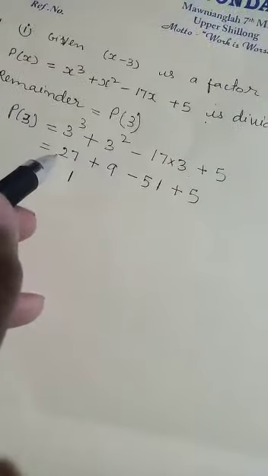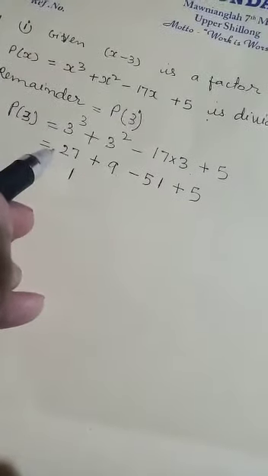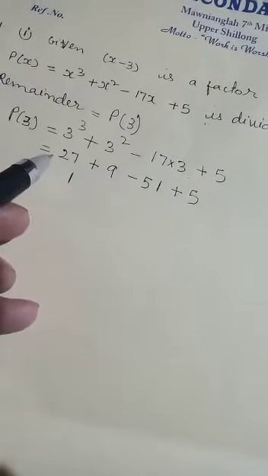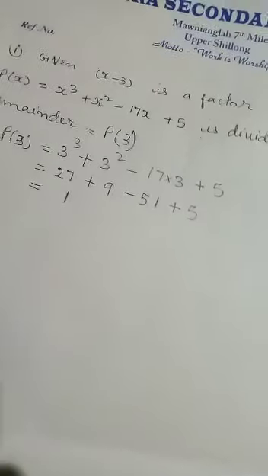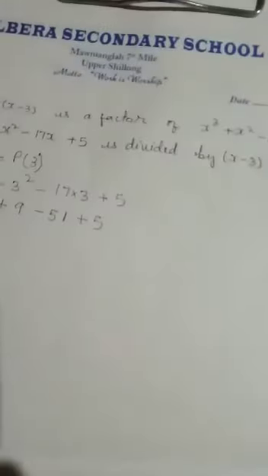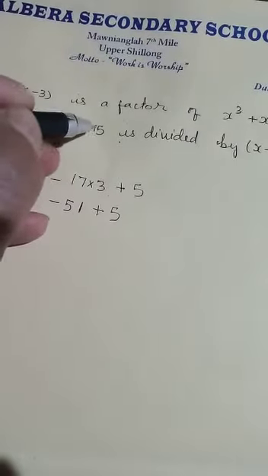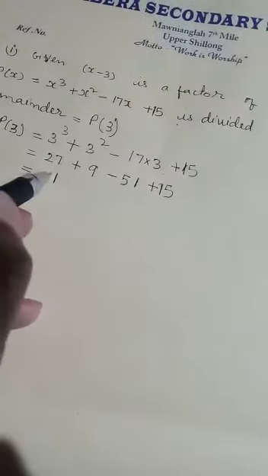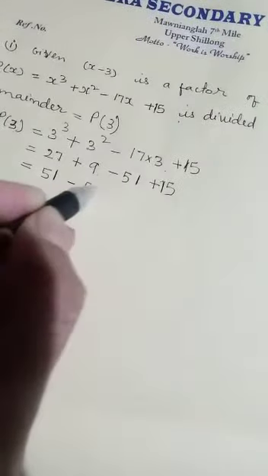Then 2 plus 2, 4. 4 plus 1, we get 5. So 51 minus 51, we get 0. So since remainder equal to 0, we can say that x minus 3 is a factor of p(x) with the help of factor theorem.